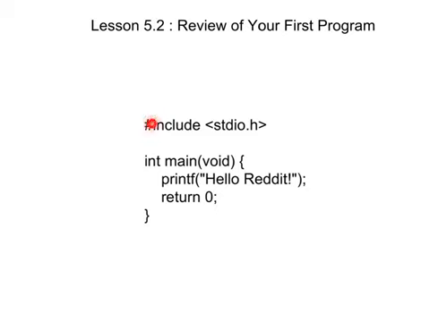When you say include stdio.h, you are basically saying stdio.h is a file that has functions in it that I need to use. In this case, one of those functions is printf. There are many others, and we will go over them later. Now let's talk a bit about the main function.